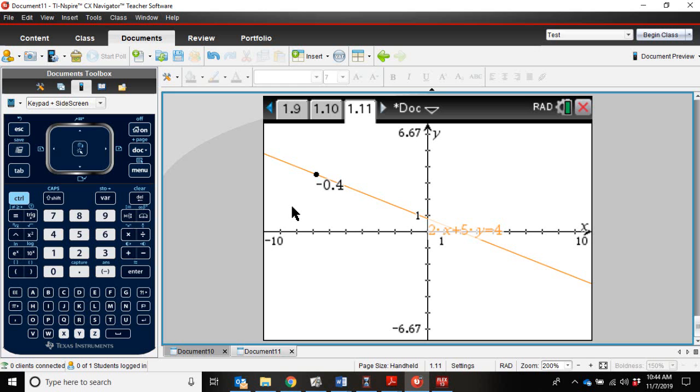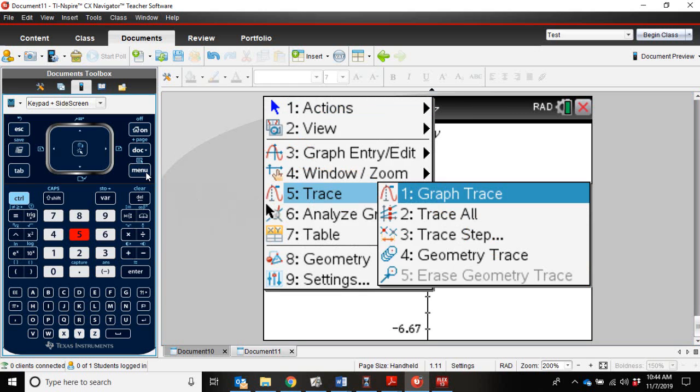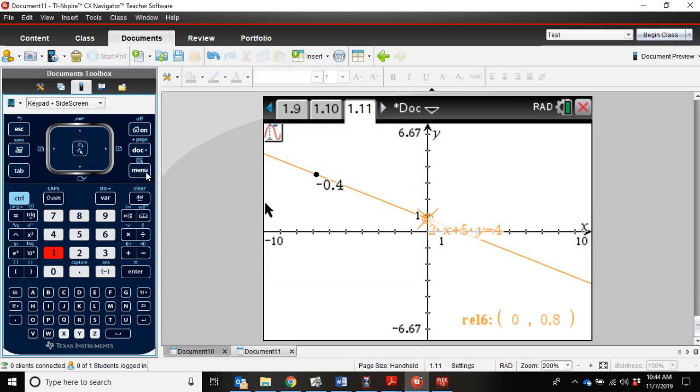So if I press menu 5, 1, we know that we can scroll left and right, and it will tell us the y-intercept, and it will also tell us the x-intercept. But what you can also do is type in any x value you want. So if I want to figure out the answer at 5, if I type the number 5, it pops up on the screen, x equals 5. And then I press enter, and it will tell me the ordered pair, 5, negative 1.2.